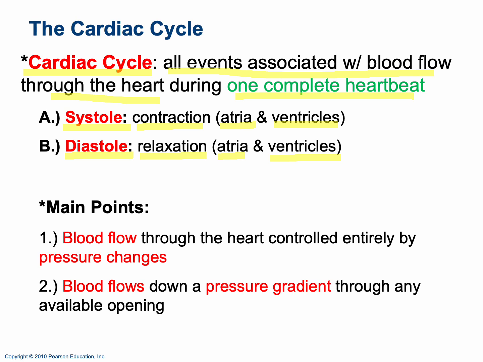A couple of really important points to think about is blood flow moves through the heart. Ultimately, it's controlled by pressure changes. So maybe an increase in pressure or decrease in pressure in a heart chamber. And blood flow ultimately will move down a pressure gradient to any opening that is available. So let's go ahead and take a look at the stages of the cardiac cycle here next.